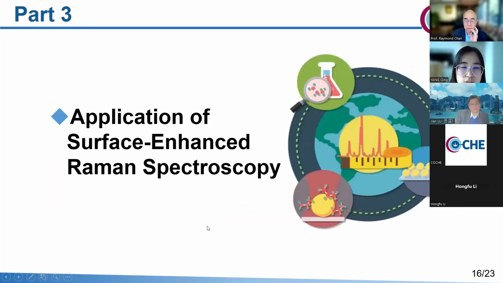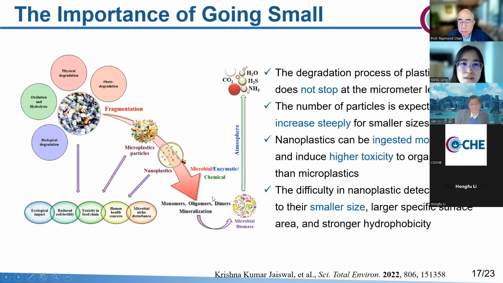In this part, I will introduce the application of surface enhanced Raman spectroscopy in the analysis of nanoplastics. We know that when a large piece of plastic enters the environment, it will undergo continuous degradation. So the degradation process of particles will not stop at the micron level. It will be continuously degraded into nanoplastics. Compared with microplastics, the properties of nanoplastics are different. They have a larger specific area and a smaller size. These properties allow them to absorb more pollutants and be ingested by cells more easily.